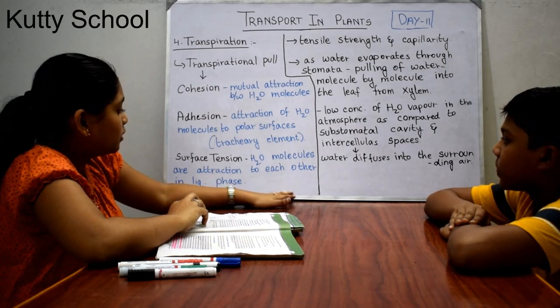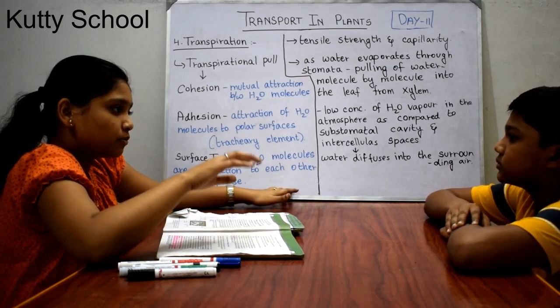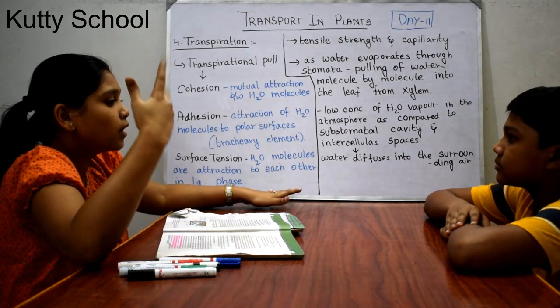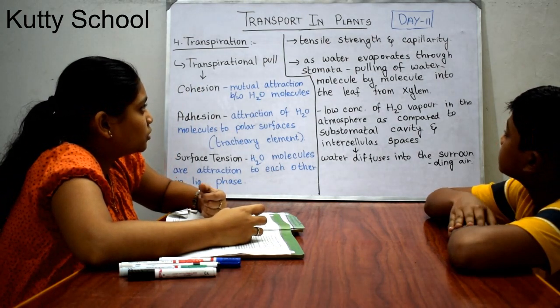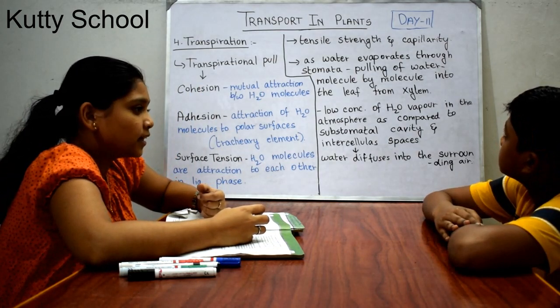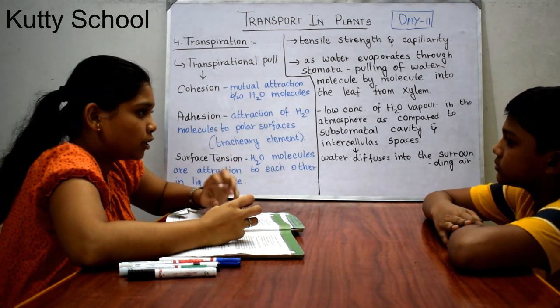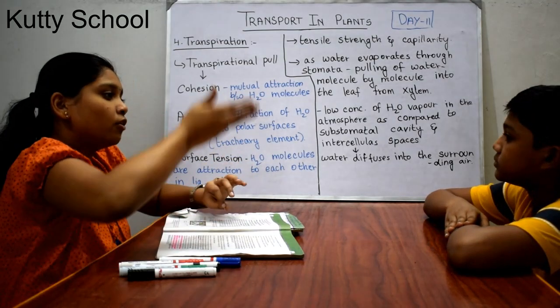So this is the reason for water to travel from the roots to the upper part of the plant, the leaves. This increases tensile strength. Tensile strength is nothing but the attaching capability of the water molecules with themselves, and capillarity is nothing but the rising of water molecules.